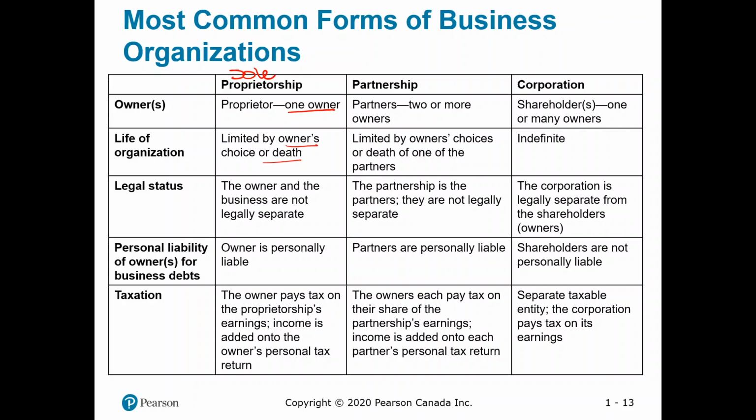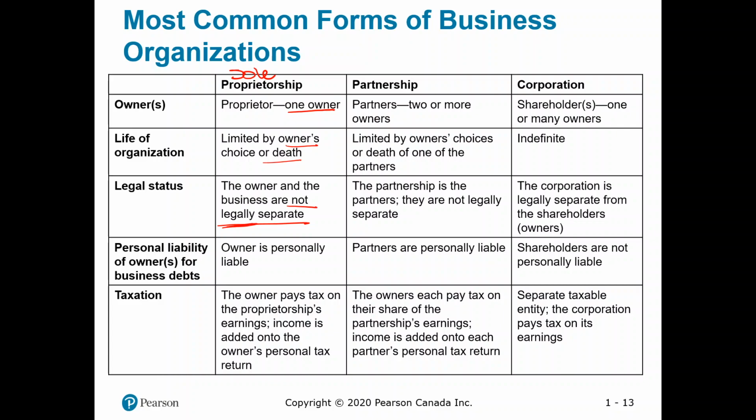For the legal status, the owner and the business are not legally separate under a sole proprietorship. So this is really important. There's no legal documents that need to be filed, no change in legal status. They are not legally separate. But I want to note here, even though they are not legally separate, a sole proprietor would need to keep separate their accounting records for the business and personal. So you would not record any personal transactions in the business. You would keep those records separate. But for legal, they're not separate.